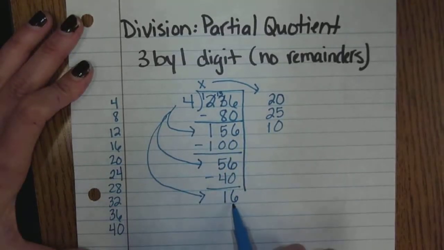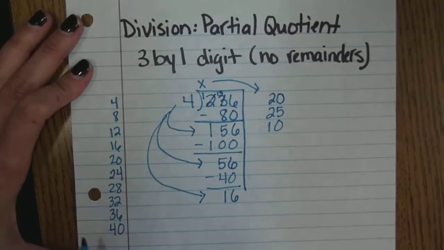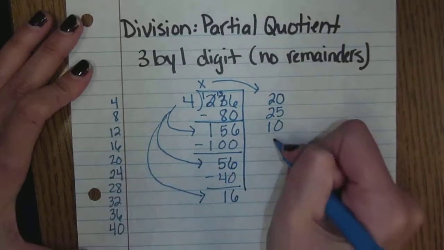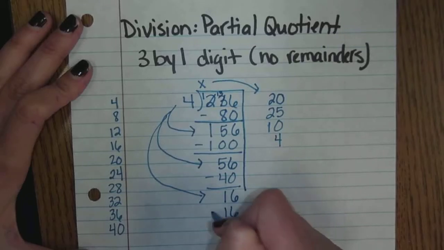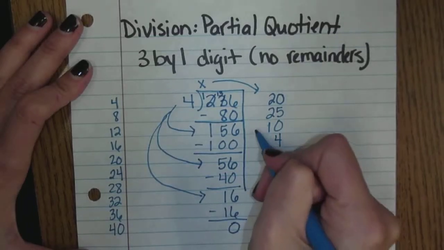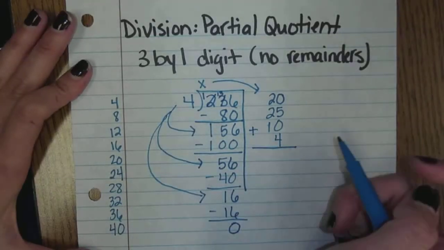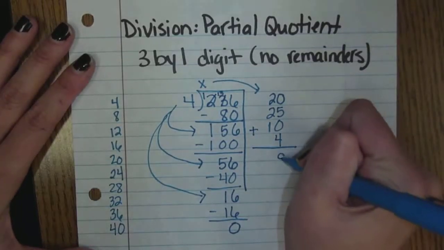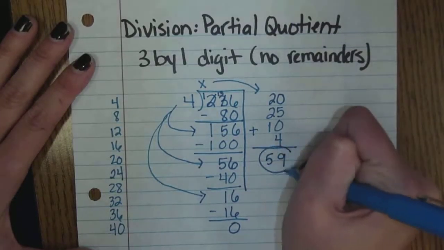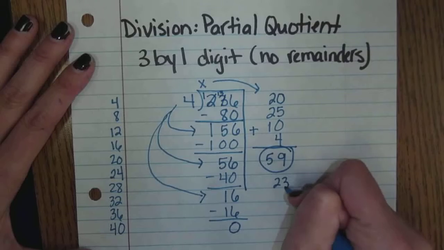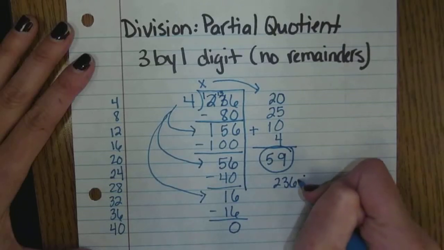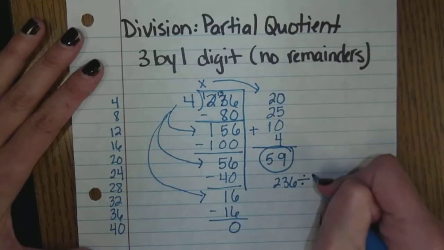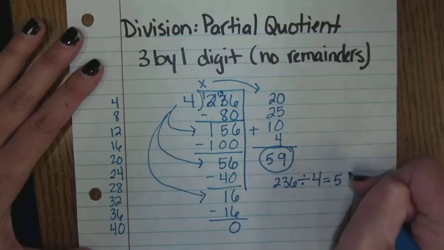And I notice if I look, 16 sounds very familiar with 4. 1, 2, 3, 4. And I'm going to subtract that, and I'm left with 0. Last part of the partial quotient is going to be adding this up. This is going to be 9. This will be 59. So if I were to figure out my answer here, 236 divided by 4 is 59.